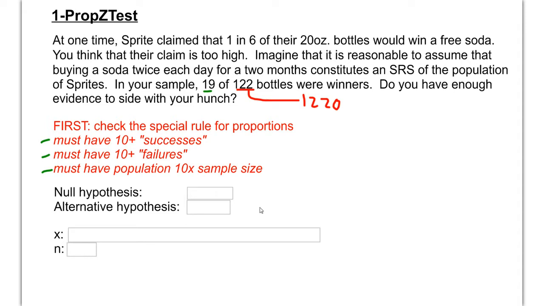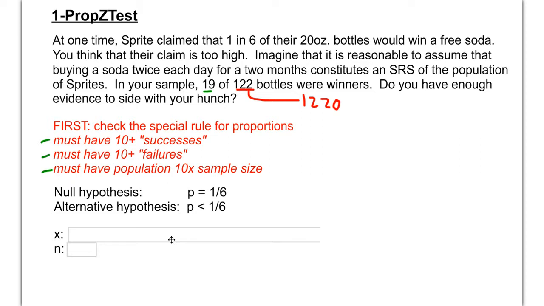The null hypothesis is always a statement of no difference, or of supporting the claim. In this case, Sprite claims 1 in 6 are winners. So the null hypothesis is that P, since we're dealing with the proportion, is equal to 1 in 6. The alternate is that you think that it's less. You think their claim is too high, so you think the actual answer should be lower than 1/6.